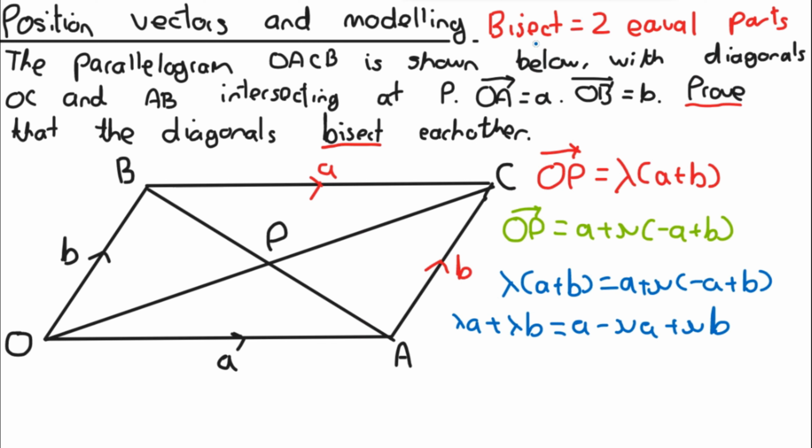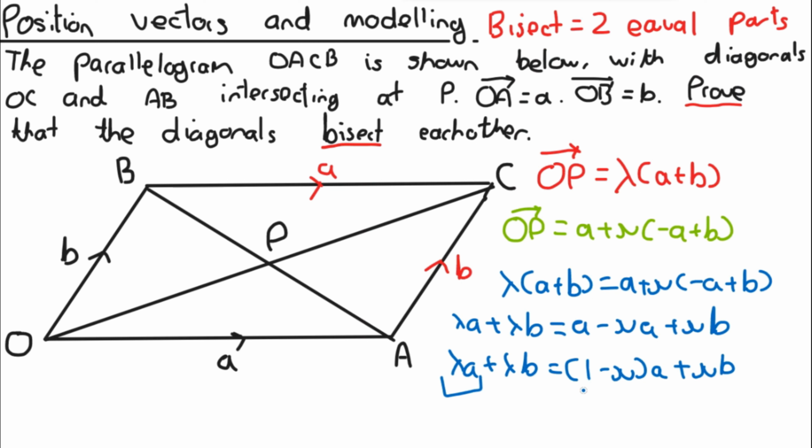And now what we can do is form simultaneous equations by using the coefficients of A and the coefficients of B. This might be something that you haven't come across before. But basically, we can say lambda A plus lambda B is equal to, I'm going to factorize A out of these two to get 1 minus mu, sorry, of A plus mu of B, and we can now create simultaneous equations of these coefficients.